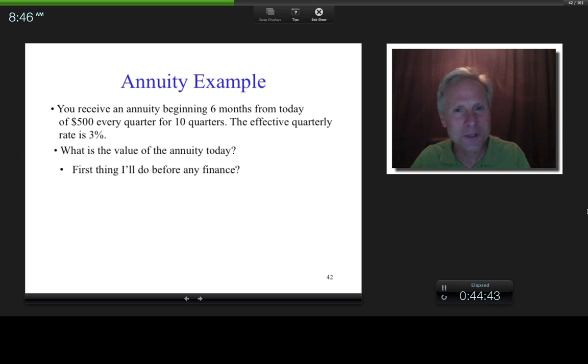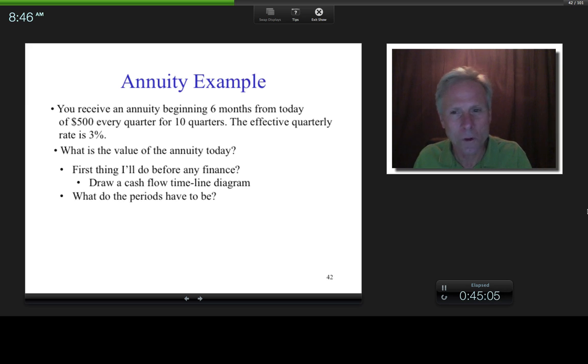Now, again, before I do any finance, what's the first thing I'm going to do? Well, I want to picture what's going on, right? So I'm going to draw a cash flow timeline diagram. Now, when do we have some kind of action going on with the cash flows? Well, quarterly, right? We get this $500 every quarter. So what do the periods have to be? Quarterly, right?